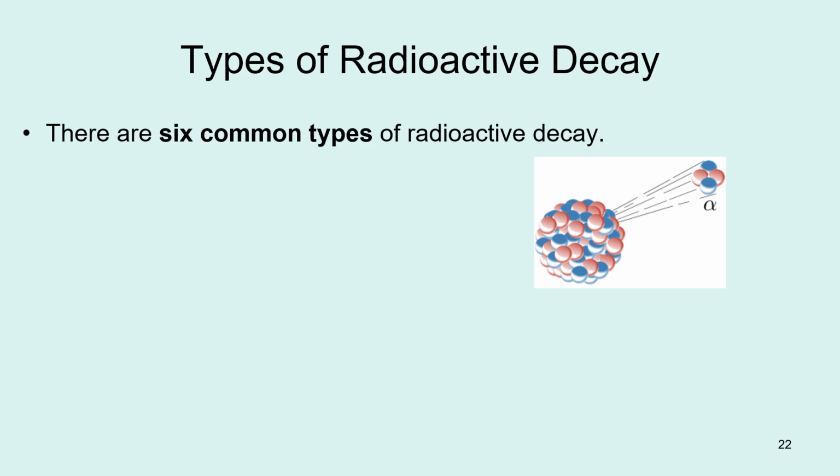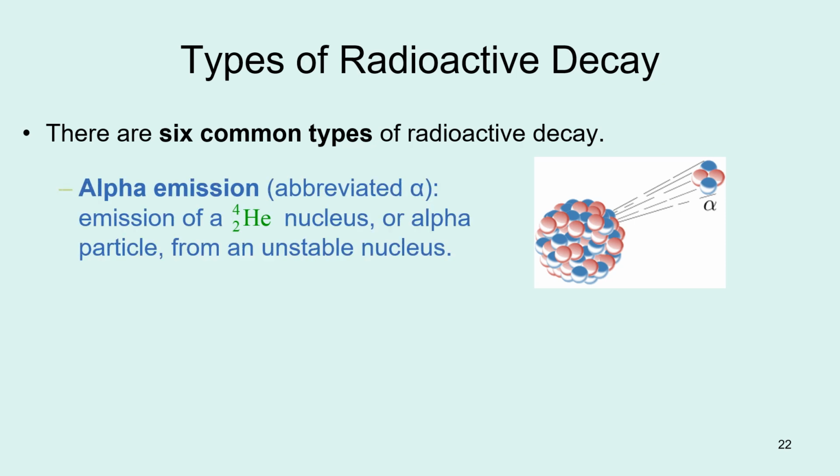All right, so let's go over the types of radioactive decay. We've already talked about alpha and beta, and there's a few more that I want you to know. So there are 6 common types of radioactive decay.